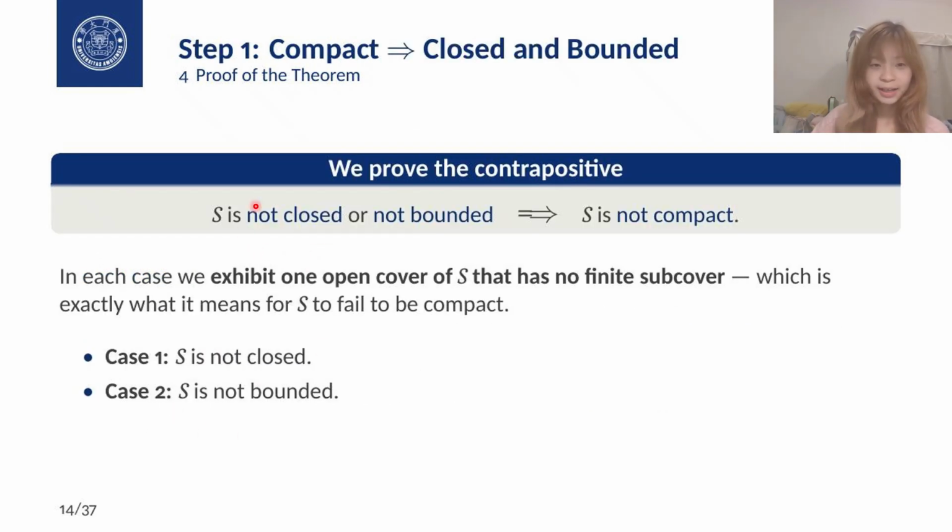For step 1, instead of proving compact implies closed and bounded, we prove the contrapositive. If S is not closed and bounded, then S is not compact. And not compact just means we can exhibit one open cover of S that has no finite subcover. So that's our job. Build a cover that breaks.